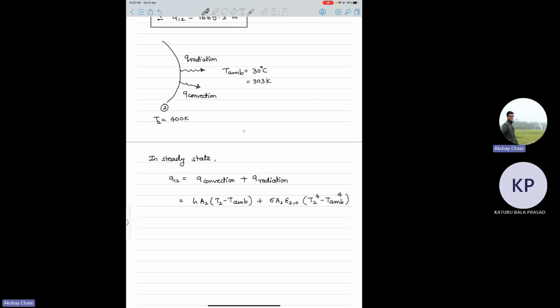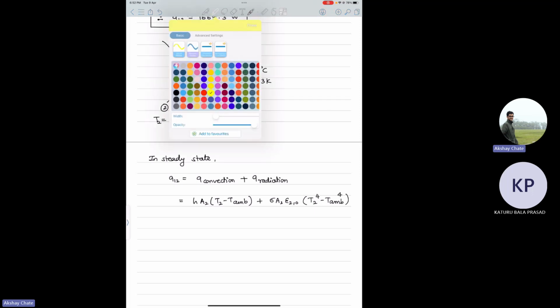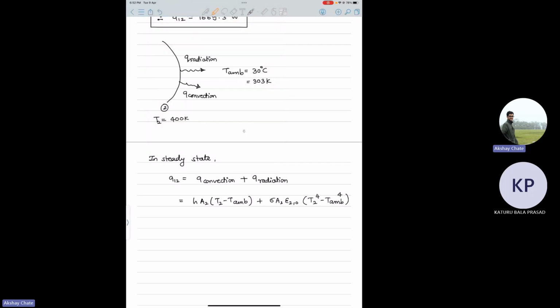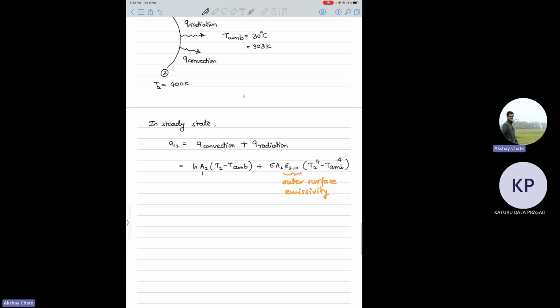Okay, so note that this is the outer surface emissivity, because the radiation heat transfer is now taking place from the outer surface of the outer sphere to the ambient. So therefore this will be epsilon 2 O. Now, what will be the A2? A2 will be 4 pi R2 square.